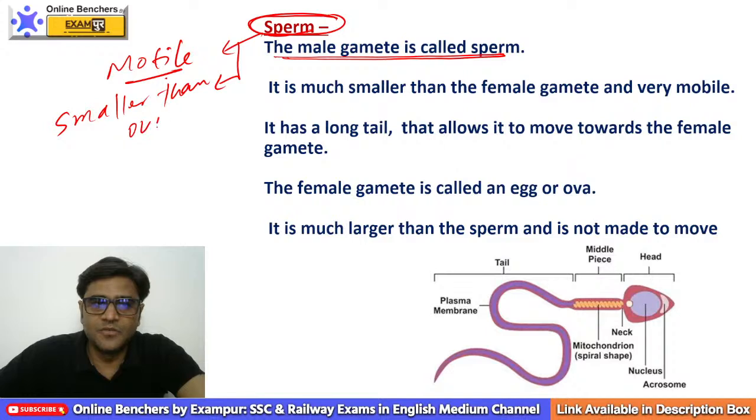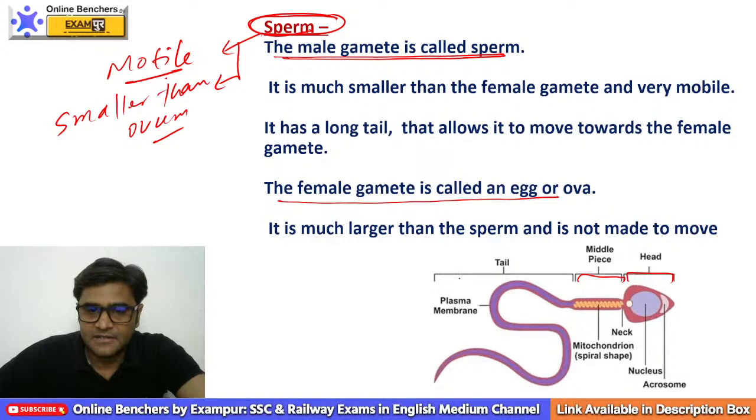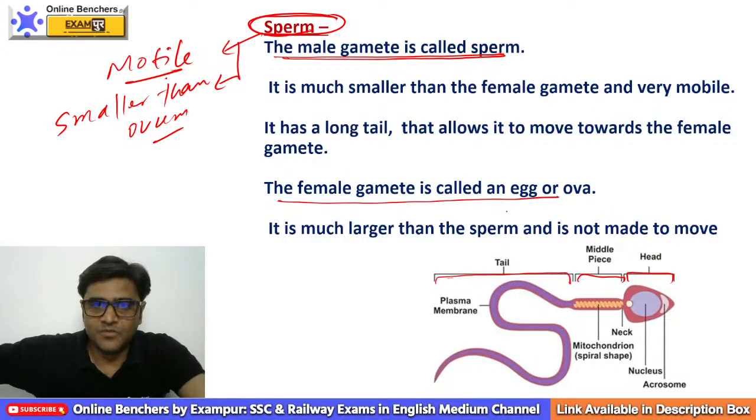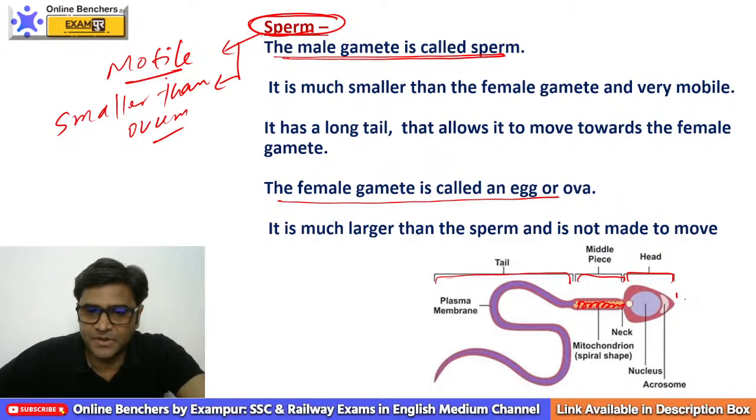Smaller than the ovum. It has three parts. The female gamete is called ovum, and the male gamete is called sperm. Sperm has three parts: head, middle piece, and tail. With the help of the tail, they can move. In the middle piece we have mitochondria, which provide energy to the sperm.